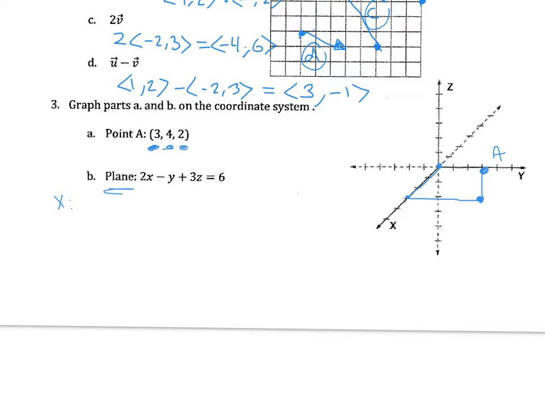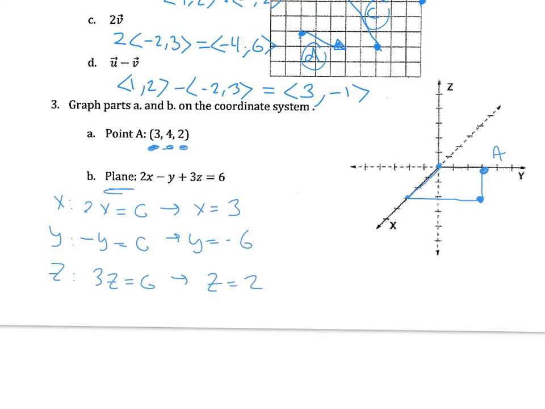that's the place where the y and z values are 0. So in that case, we have an equation that says just 2x equals 6. And I can solve that and say that the x-intercept is 3. For the y-intercept, I would set x and z equal to 0. And that gives me the equation negative y equals 6, which means that y equals negative 6. That's the y-intercept. On the z, we'll set x and y to 0, and we have the equation 3z equals 6, which means that z equals 2.